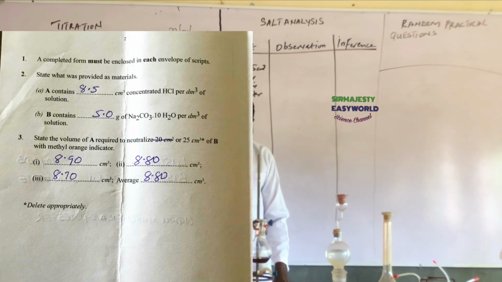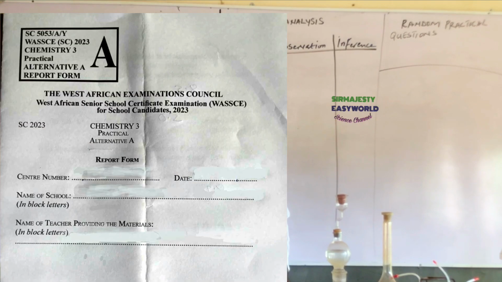First of all, the cover page will bear the school name, where you have the center number first, then date of exam, then name of school in block letters. You use capital letters. Name of teacher providing the materials, that is you providing the material. Then if this is the cover page, you now go inside it first.